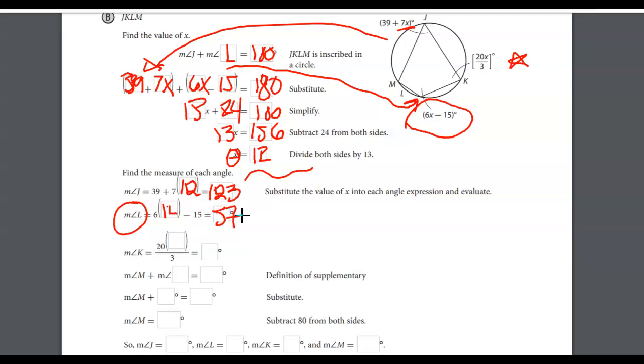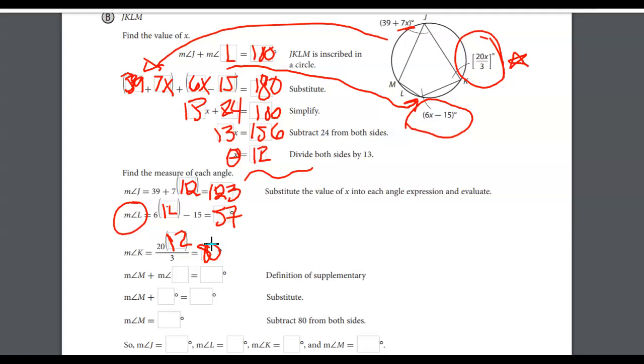But Mrs. Robertson, what about measurement K? It has a fraction. Have no fear. I feel like you guys should no longer fear fractions. We have done them over and over again. It's the same concept. It's stuck with the one up top. So we have 20 times 12 divided by 3. If you had your calculators out, you know that was 80. Okay, measurement M.